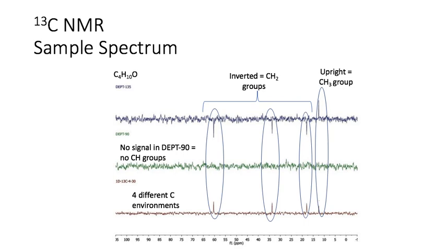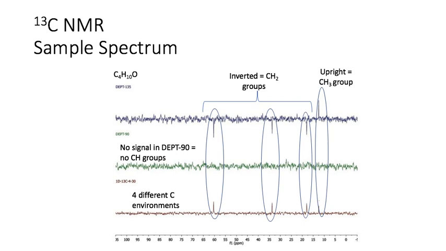Then if I wanted to analyze my DEPT 135, if I have the inverted or the down peaks, that tells me I have CH2s. If I have the upright peak, that tells me I have a CH3. So in this case, I have 3 CH2 groups and 1 CH3 group. So then if I wanted to draw out the structure, I have 4 carbons in my chemical formula. I have 4 different carbons.